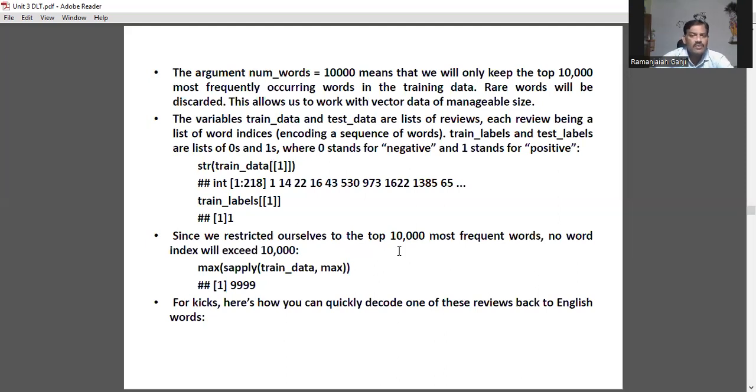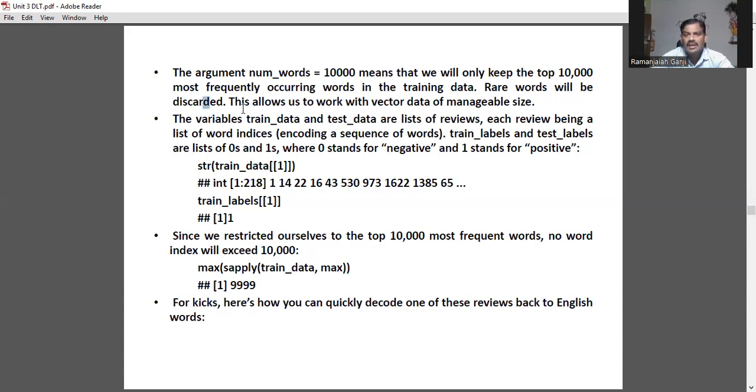The argument num_words equal to 10,000 means that we will only keep the top 10,000 most frequently occurring words in the training data. People used to write words like excellent, outstanding, super movie, super hit movie, blockbuster, or flop, worst movie, waste movie, something like this. All the commonly used words are going to be placed within the 10,000. So we only keep the top 10,000 most frequently occurring words in the training data. Rare words will be discarded.